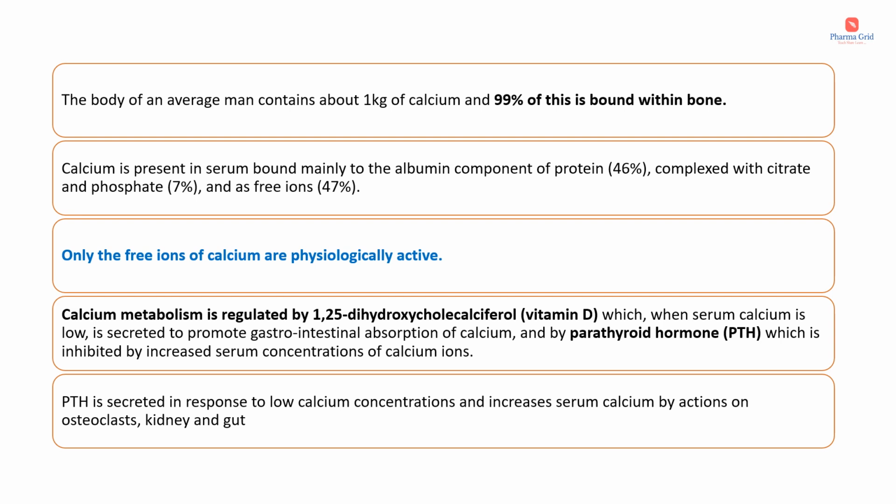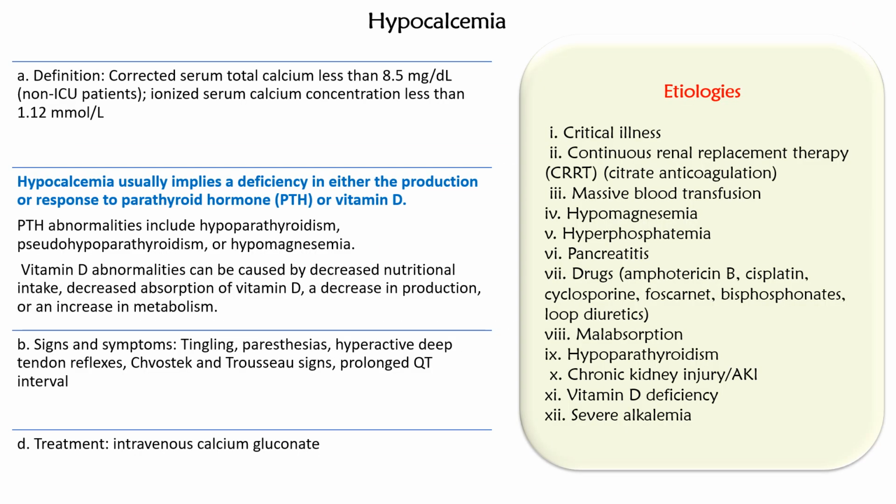So the function of this parathyroid hormone is to increase the serum calcium, and the function of this calcitonin is to decrease the serum calcium levels. Now we will see the disorders associated with calcium.